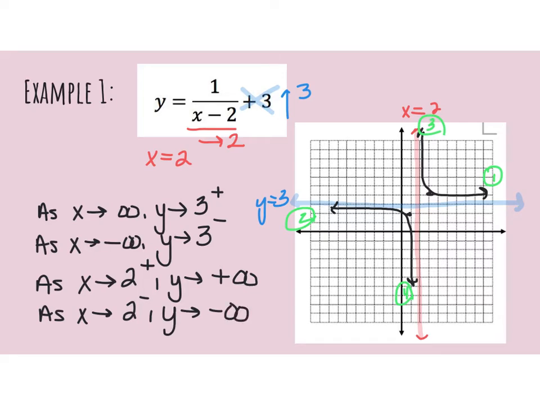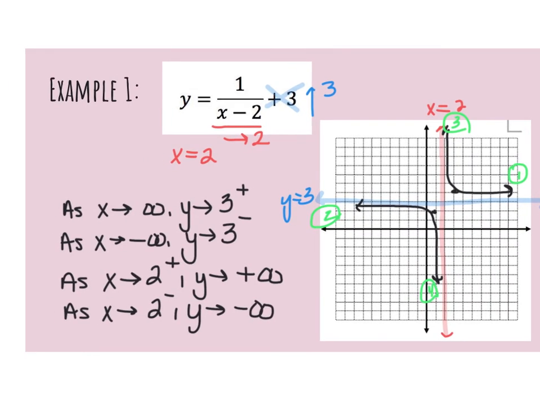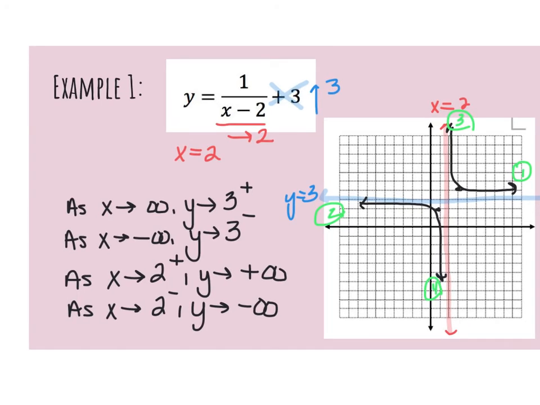So notice that I correlated those 4 statements to the 4 arrows you see on the graph. Statement 1, as x approaches positive infinity. Statement 2, as x approaches negative infinity. Statement 3, as x approaches the vertical asymptote from the right. And statement 4, as x approaches the vertical asymptote from the left.